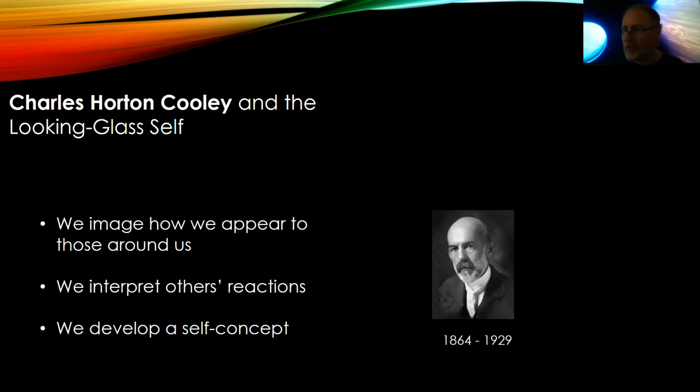So there are three steps in his theory, the looking glass self. The first step is that we imagine how we appear to those around us. The second step is that we interpret others' reactions. And the third step is that we develop a self-concept. Based on our interpretations of the reactions of others, we develop feelings and ideas about ourselves.